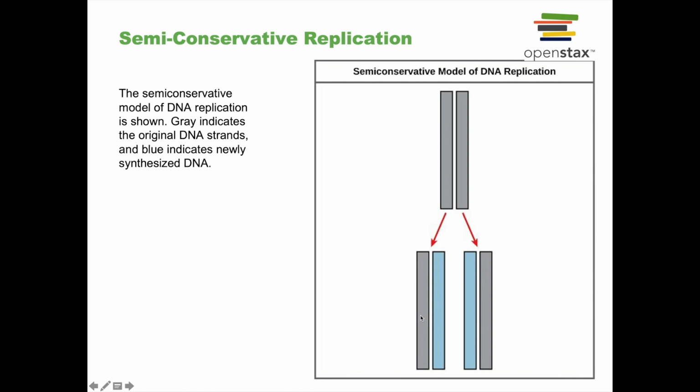If it was totally conservative, then you would get one double-stranded DNA that had two blue strands and one double-stranded DNA that would have two gray strands. No, that's not what happens. So what you get, the two new DNA molecules contain one strand of new and one strand of old.